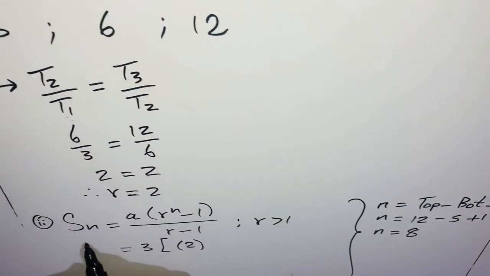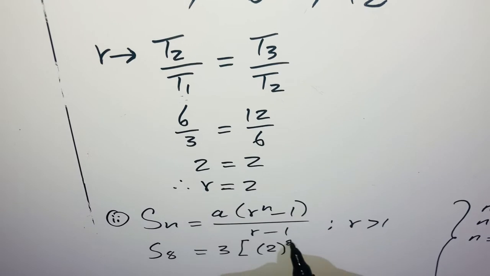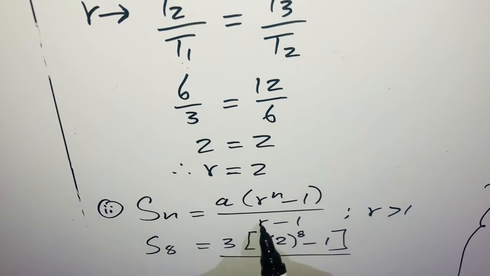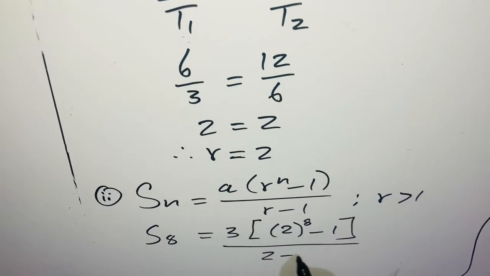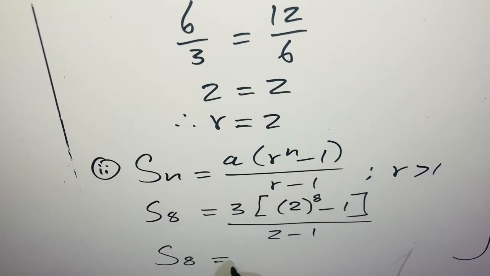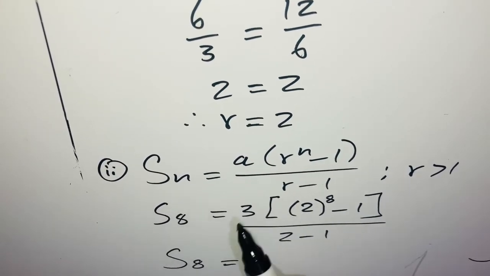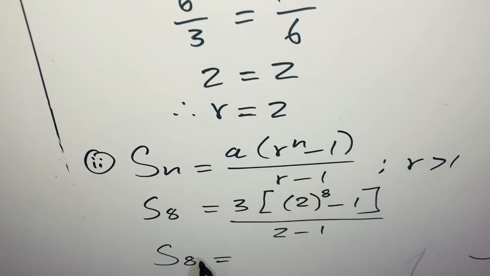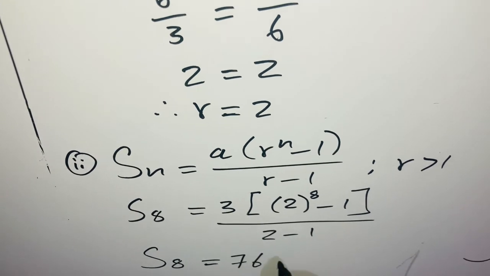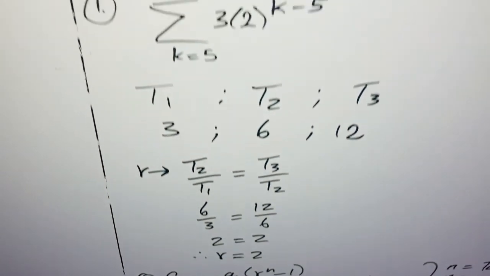So now we are finding a sum of 8 terms. Where there is n, I'll have to put an 8 minus a 1 all over my common ratio 2 minus a 1. Then you'll go on to substitute this on your calculator, punch it as it is. Together the sum of the 8 terms is 765. Then that's your answer.